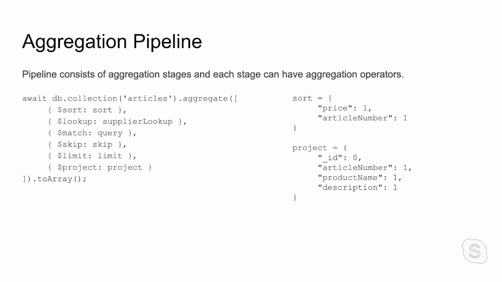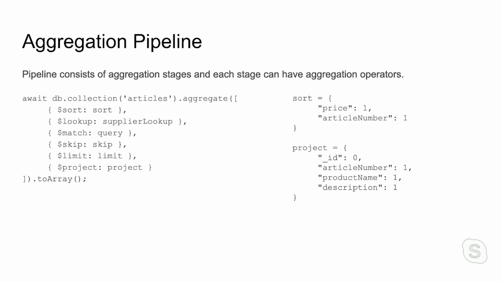Okay, so the aggregation pipeline is a really powerful thing. Here, you've got the aggregate function on a collection where you pass an array of stages. It will go from one to the other. In this case, the first one is sort. There's $sort, which is the operator for sorting. And I'm passing here a query, which is in JSON. It's in a variable, so you can see it on the right side. So it will sort the data in the article collection by price, and if the price is the same, then by article number.